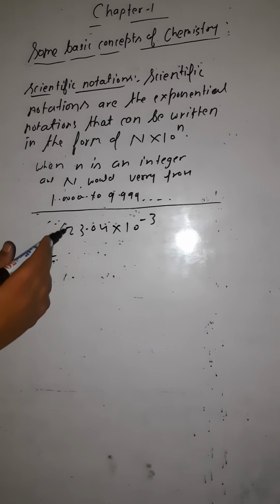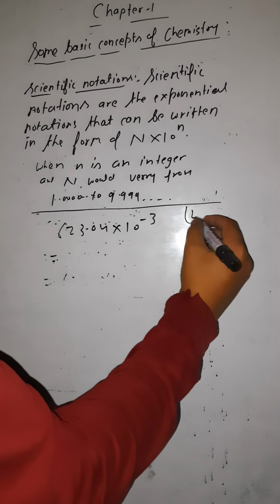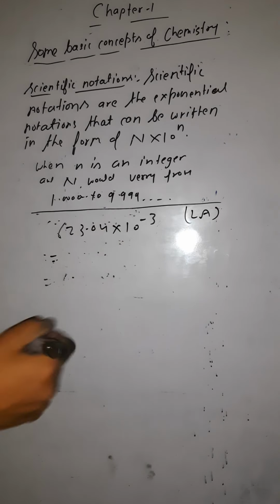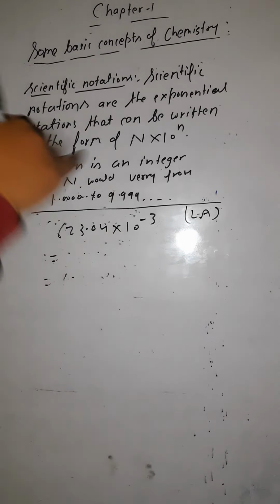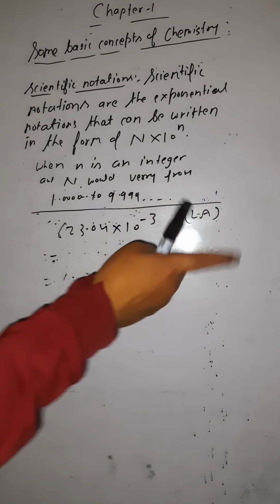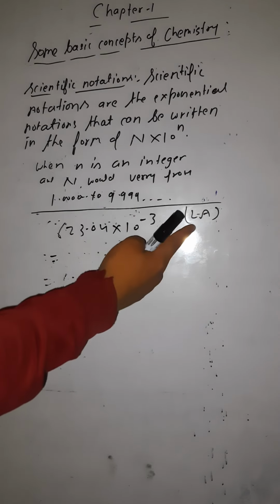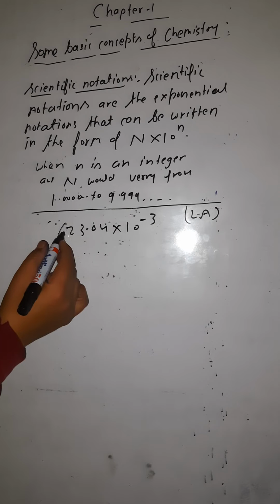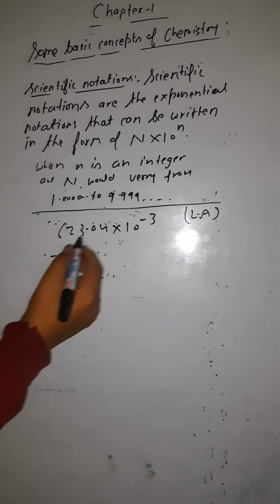Again, to write this in scientific notation, you are to shift the decimal towards the left. If you are shifting it towards the left, remember the formula LA. While you are shifting towards the left, you are going to add then. In case you are shifting towards the right, then RS means you are to subtract the power. In case you are shifting towards the left, then LA means you have to add the power. Okay. So how many places are you shifting here? 2 places you are shifting. So you would add there 2.